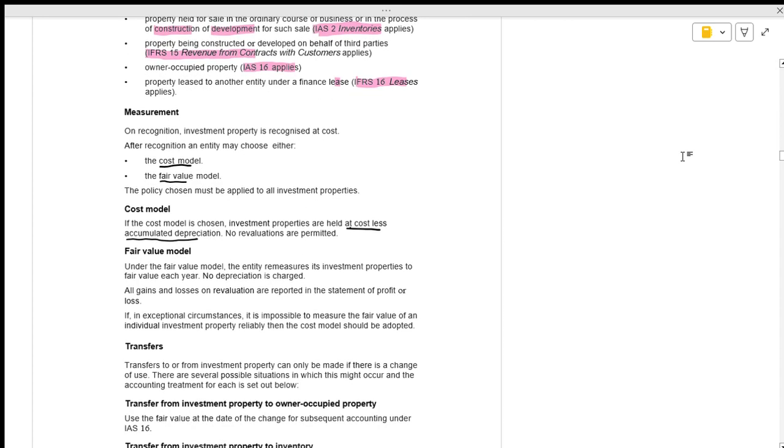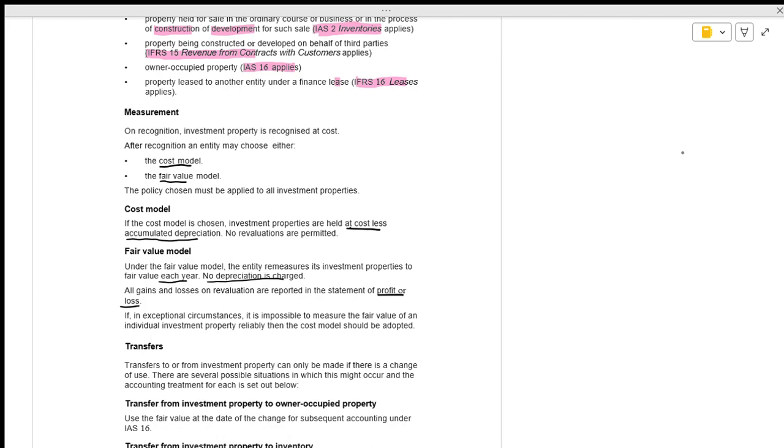If it is the fair value model, see, what are the fair value rules? Very specific rules. No depreciation is charged, okay? And it has to be done each year. You have to value it at the end of each year. All the gains on revaluation should be reported to the profit and loss account. This is the general framework for the fair value model.